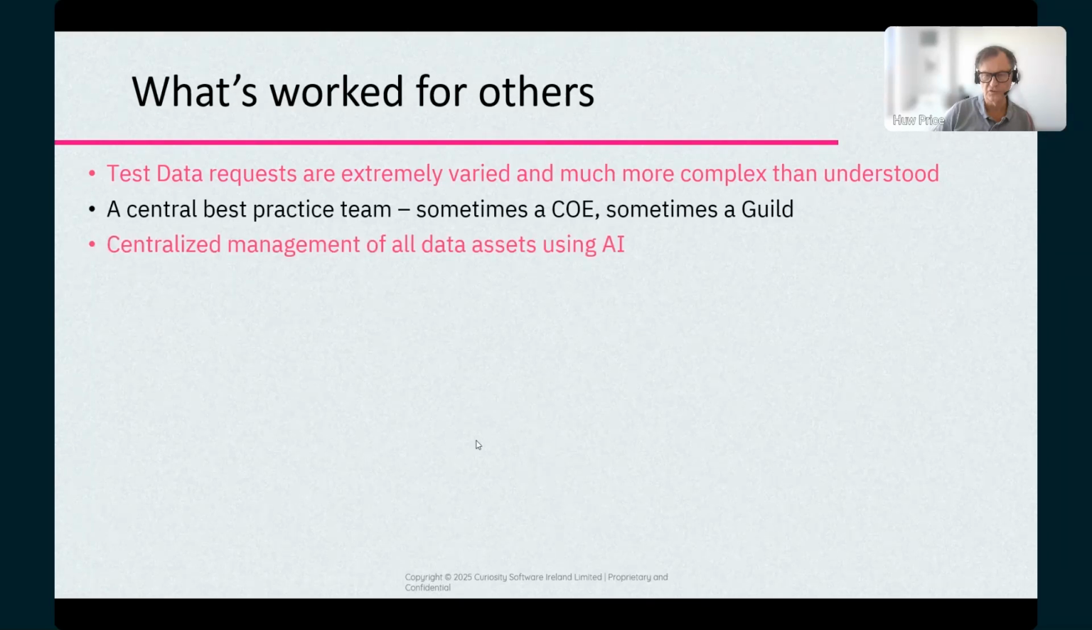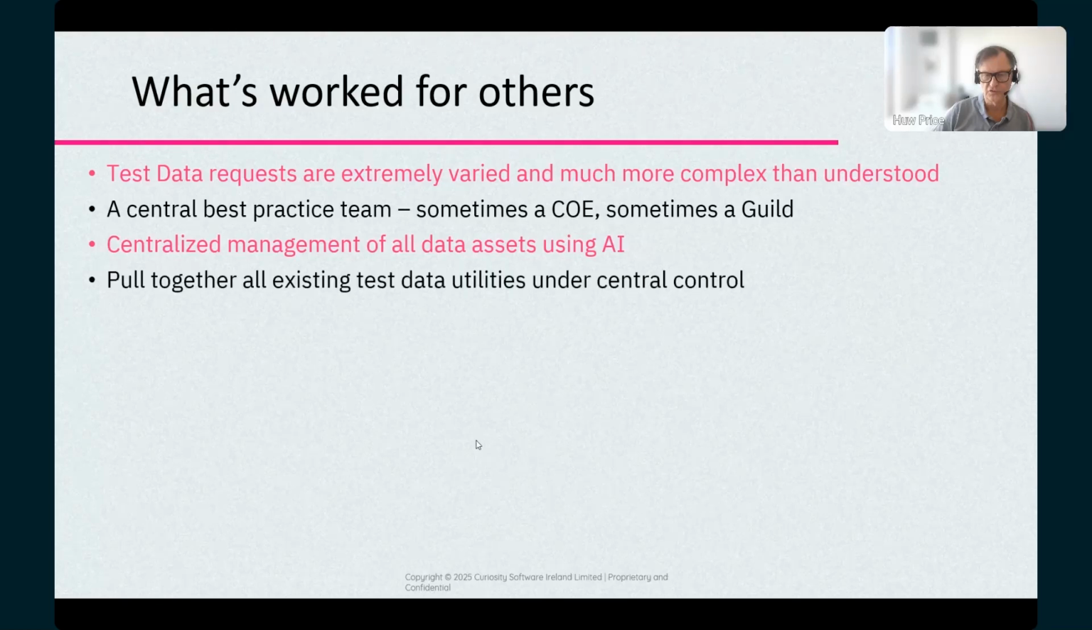The centralized management of all data assets using AI, pretty much 4 months ago, this really didn't exist in any coherent way. I think now that we've brought this to market, it's very straightforward to just let these tools beaver away and pay off a lot of the technical debt you've got. Pull together all existing test data utilities under central control. Why do you want to do that? Because you can start measuring. You can see how often these things are run. If you're just asking James to run this utility from time to time by sending him an email, you've no idea.